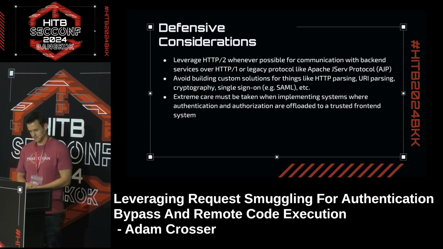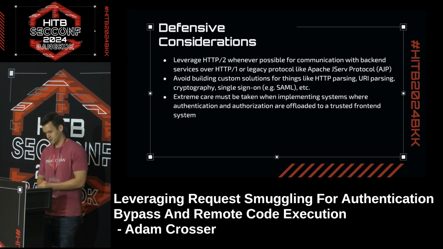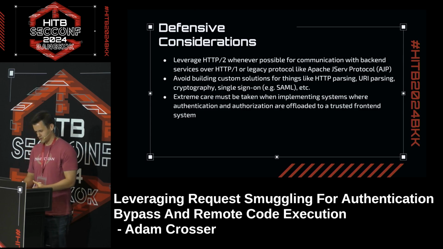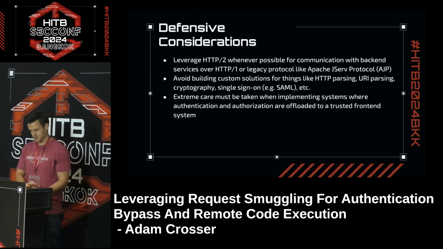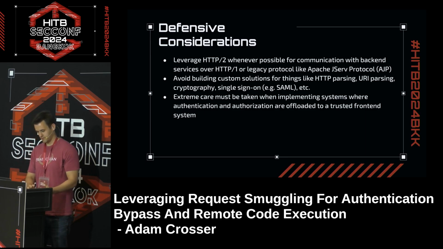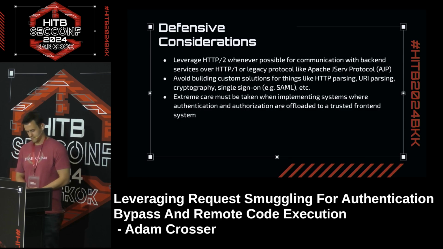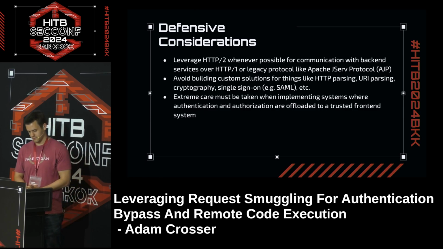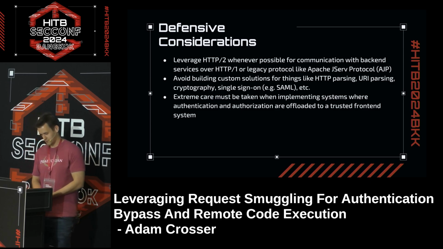From a defensive perspective, I think leveraging HTTP2 for backend communication when possible is a good idea. HTTP1 can be prone to request smuggling, and Apache JServ protocol is a very legacy protocol that's not really documented, and I don't think it provides any advantages over something like HTTP2, so I would recommend avoiding it if you can. Of course, in the case of Qlik Sense, building custom solutions for things like request route parsing and routing, like they did with the proxy service, maybe it would have been better to use something like Apache or Nginx, where it wouldn't have been prone to those issues in the first place, because it's already a more hardened implementation.